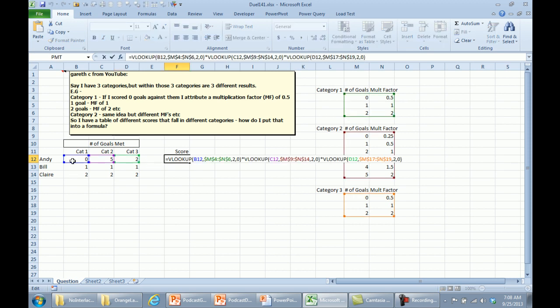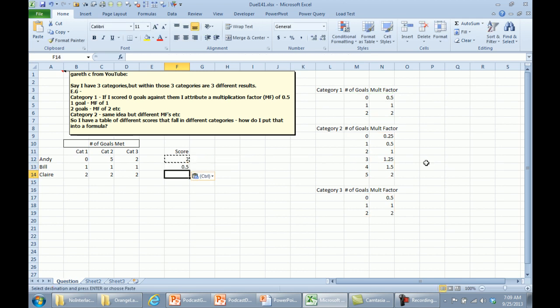So equal VLOOKUP of category 1 in this table, the green table over here, comma 2, because I want the second column, and to simplify it, I change the false to a 0. False and 0 are the same. VLOOKUP of the second category, this 5 here in C12, into this table, the brown table, comma 2, comma 0, and then times D12, the red table, comma 2, comma 0. And we copy that down, it does the multiplication, and we can probably stack rank these employees based on the number of goals met. Just kind of old school, three different VLOOKUPs, multiply the VLOOKUPs, nothing fancy here.